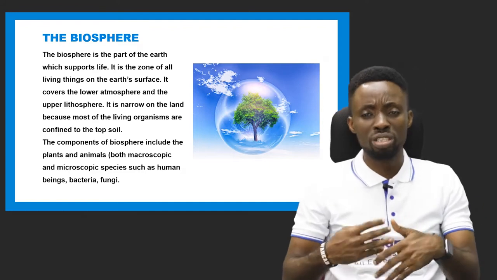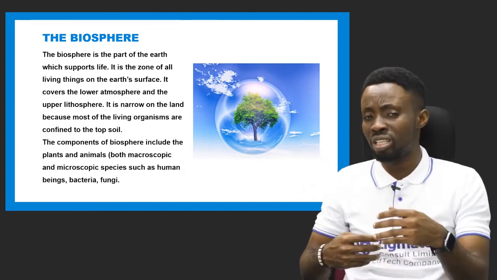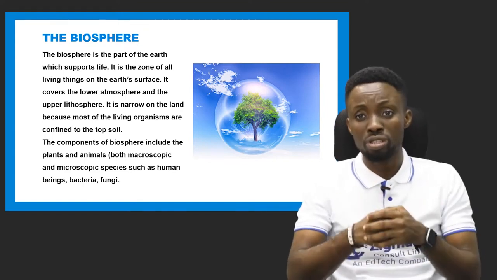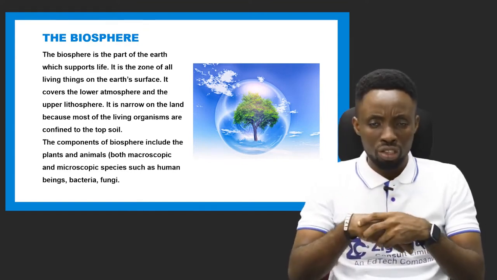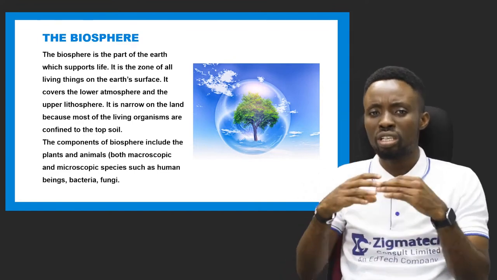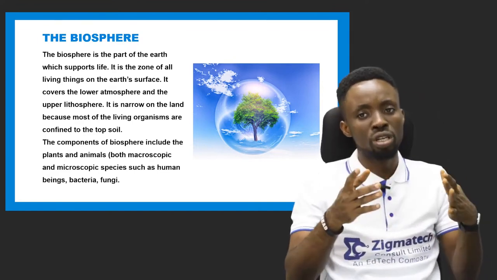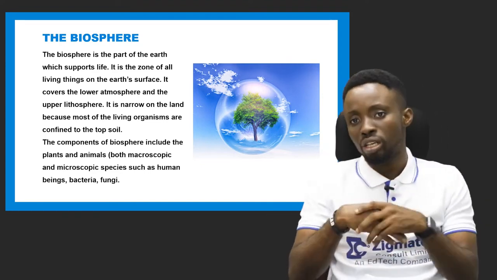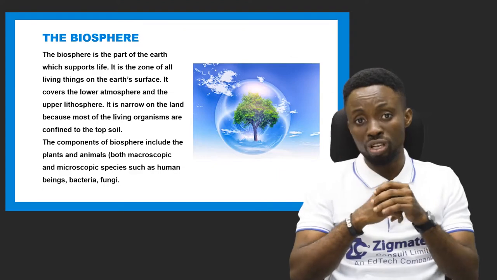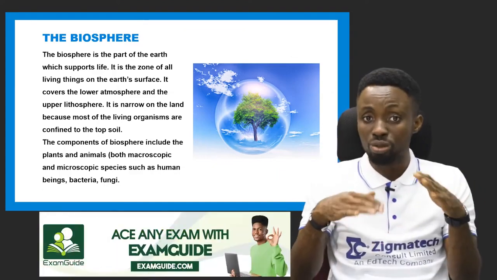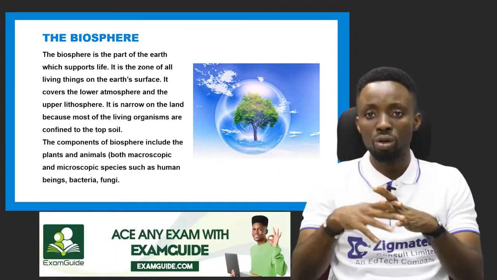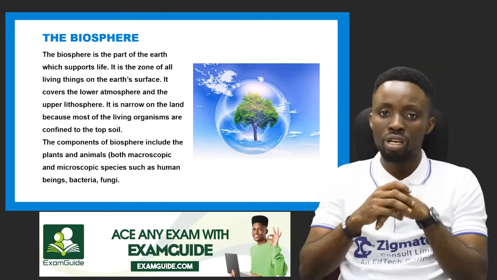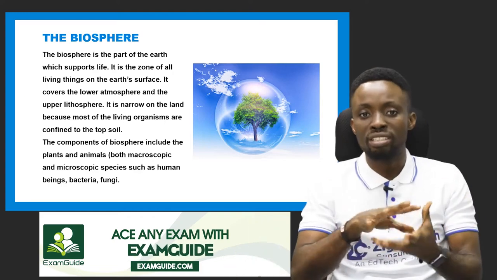Then we go to the other layer of the Earth, which is called the biosphere. Now, the word bio means life. So we're actually talking about the layer or structure of the Earth that supports life, or that supports the growth of living things. So the biosphere is actually the zone of all living things on Earth. So it covers the lower atmosphere and the upper lithosphere, which is the part that we are actually resting on or living on. So from the stratosphere down to the upper lithosphere, we classify it as the biosphere.